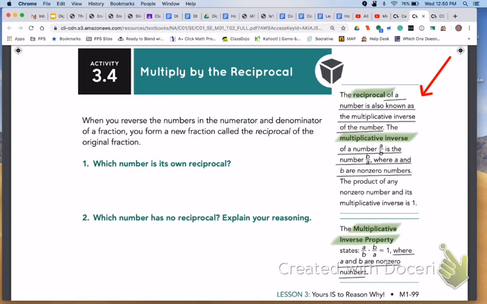The multiplicative inverse of a number A over B is the number B over A, where A and B are non-zero numbers. The product of any non-zero number and its multiplicative inverse is 1. The multiplicative inverse property states A over B times B over A is equal to 1, where A and B are non-zero numbers. Please answer number 1 and 2 with your group.